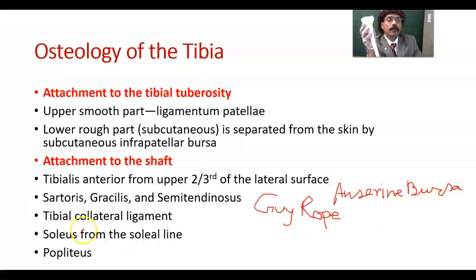Okay, that anserine bursa is a bursa for the sartorius, gracilis, and semitendinosus. It looks like the foot of the duck, so it is called anserine bursa. Okay, we have also here soleus from the soleal line, from the posterior aspect. That is the origin of the soleus. Popliteus, above the soleal line, we have the insertion of the popliteus muscle. Insertion. Okay, we got that.